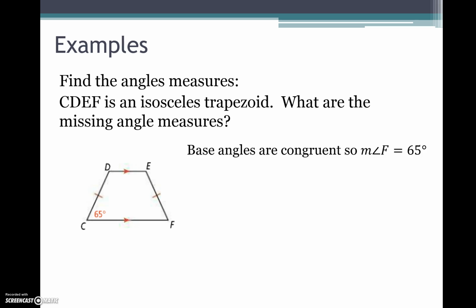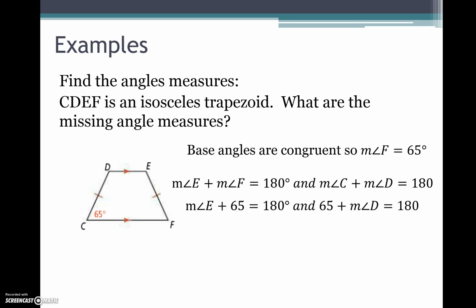Keep in mind that these are parallel lines at the top and the bottom. So what we can assume now is that angles such as D and C, or angles E and F, are going to be supplementary. So the measures of angles E and F are going to add up to 180, and C and D are going to add up to 180. Since both C and F are 65, I can replace those two angles with a measure of 65, and then I can solve. In either case, angles E and D are equal to 115.